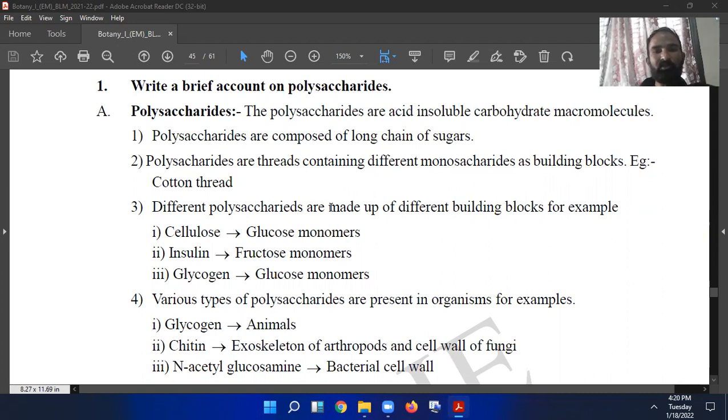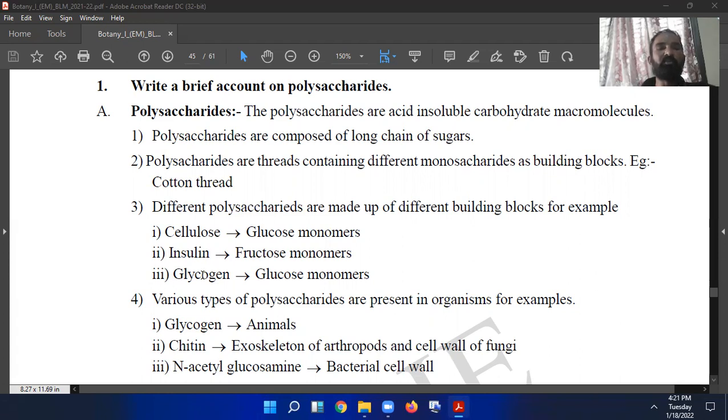So here the different types of polysaccharides are made up of different building blocks. For example, the cellulose is mainly made up of glucose monomers. Many glucose molecules are attached with one more glucose molecule to form a long chain. So these long chains of glucose monomers constitute the cellulose. Whereas coming to inulin, many fructose molecules are arranged in a long chain. That's why the fructose monomers compose the inulin.